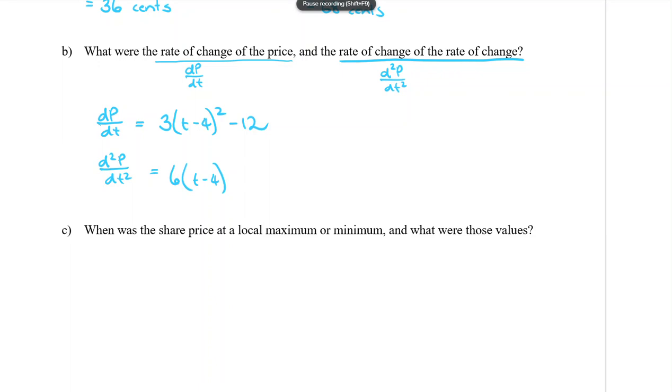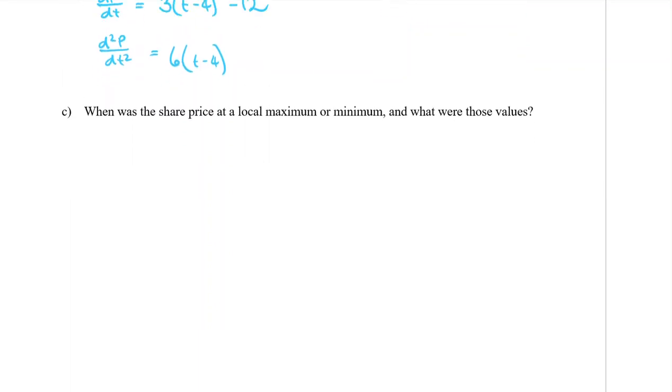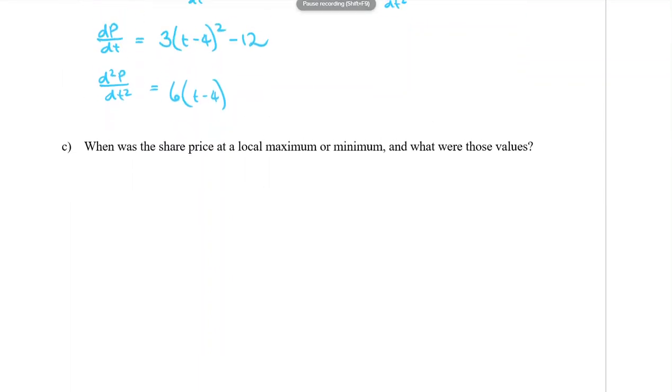Part C. When was the share price a local maximum and minimum, and what were those values? So if I'm trying to find maximums and minimums, that means I'm after stationary points, which are when the first derivative is equal to 0. So my first derivative was 3 bracket t take away 4 squared minus 12. Make that equal to 0, and we're going to solve for t.